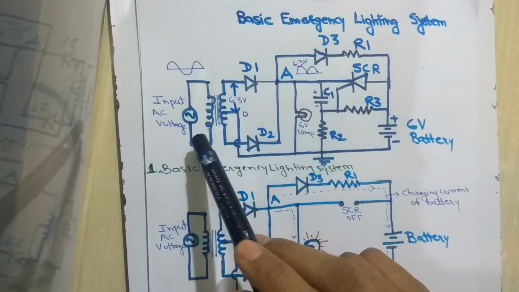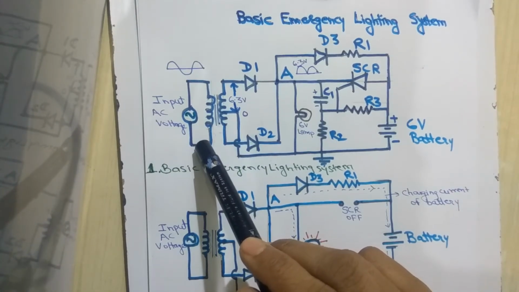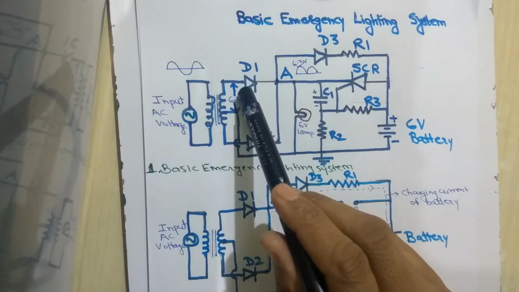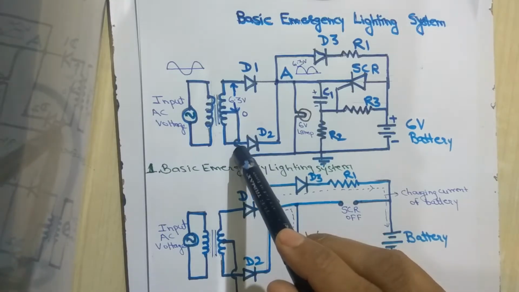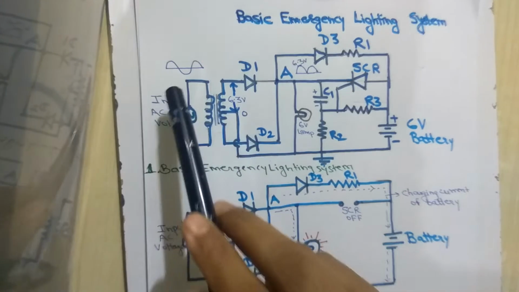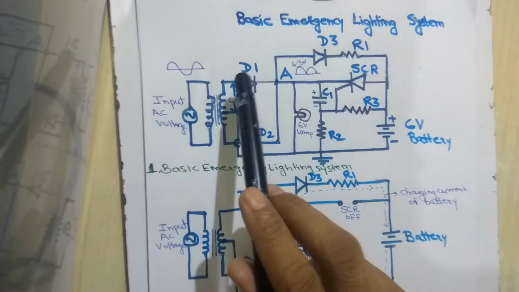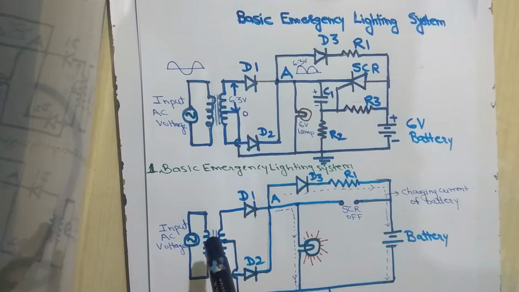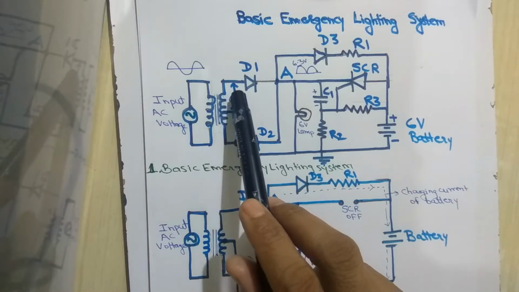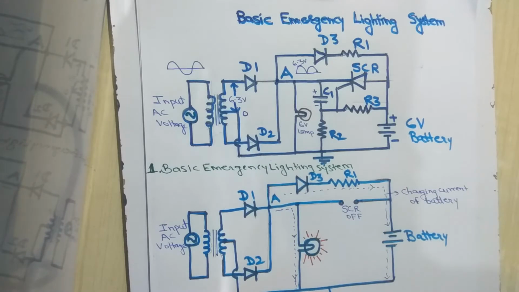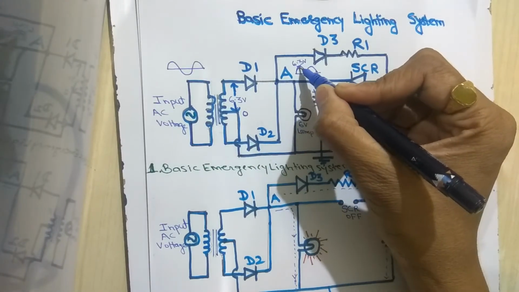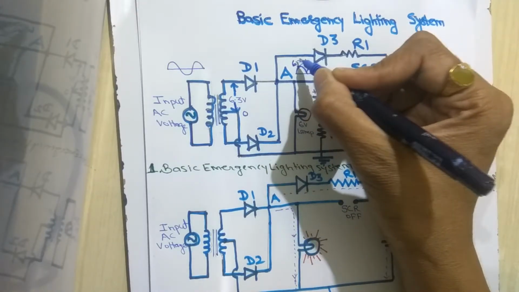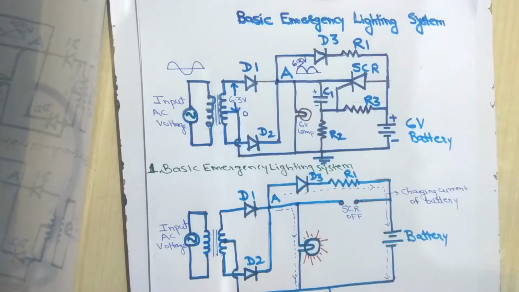When 230 volts is applied to the primary side of the transformer, 6.3 volts appears on the upper half winding and the same voltage appears on the lower half winding. During the positive half cycle of the input AC voltage, diode D1 is forward biased. At the same time, diode D2 is reverse biased. As diode D1 is forward biased, we obtain the rectified voltage across terminal A, having the maximum amplitude of 6.3 volts.